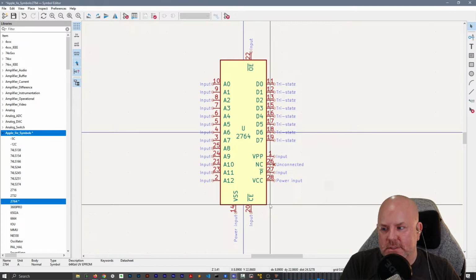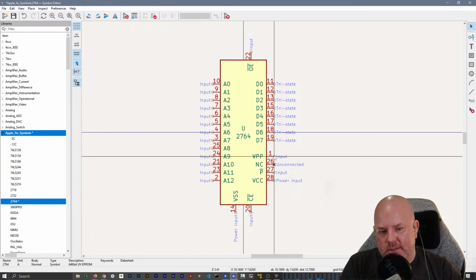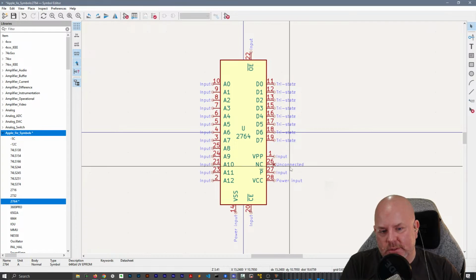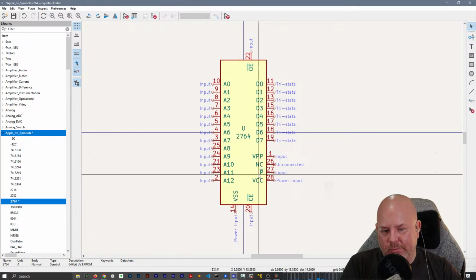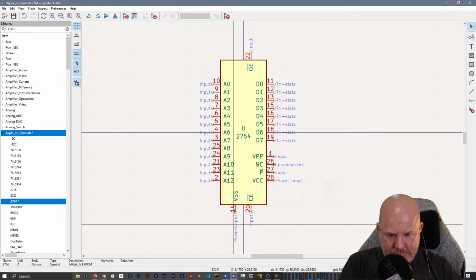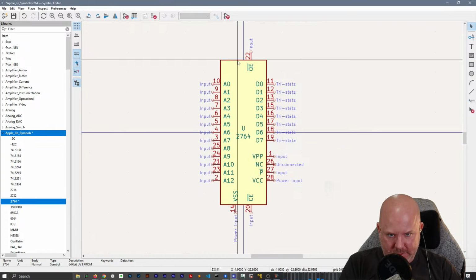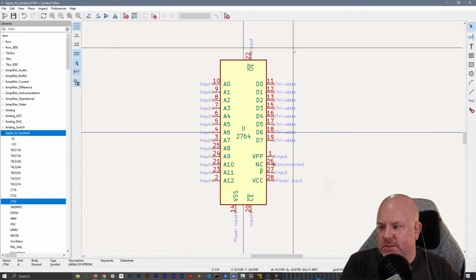Okay, so hey XOT, micro hobbyist. Okay, so addresses are inputs, data is our tri-state, VPP is an input, no connect is unconnected, power input, or P is probably program or something like, or the right. Chip enable, output enable, and power input. Sweet. Okay, this guy looks good.